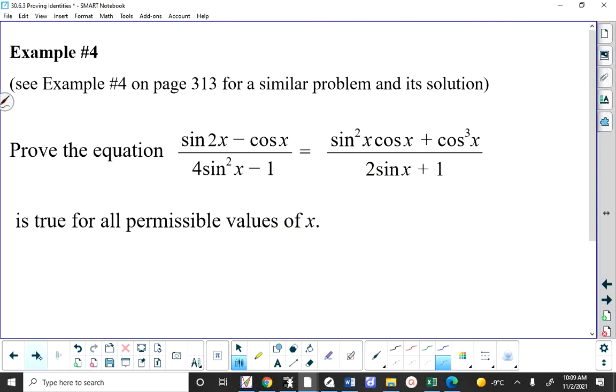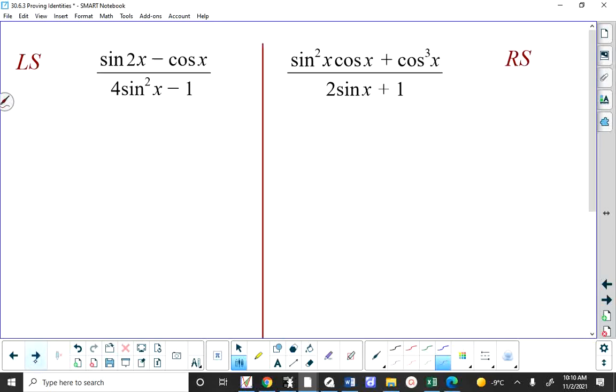Final example. This looks intimidating. We're not going to worry about any non-permissible values. We want to prove it. I mean, really, it looks intimidating, but with a bit of algebra, you'll see how it comes together quite quickly. To me, it's obvious that this is not going to be as simple as working only on one side. We're going to have to work on one side, and we're going to have to work on the other side and get them to be equal to each other.